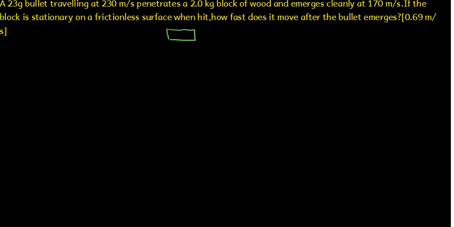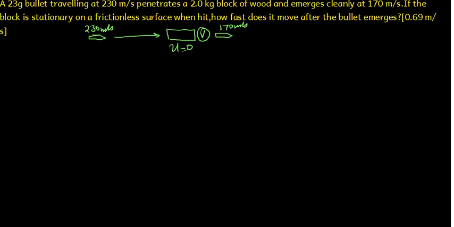So you have this, and you have a bullet which is moving in that direction. And then the bullet emerges there cleanly. Initially, the bullet has a velocity of 230 meters per second. After emerging, it is moving now at 170 meters per second. Initially, this one is at rest, so it has no velocity. But what will be the velocity of this after the bullet emerges?